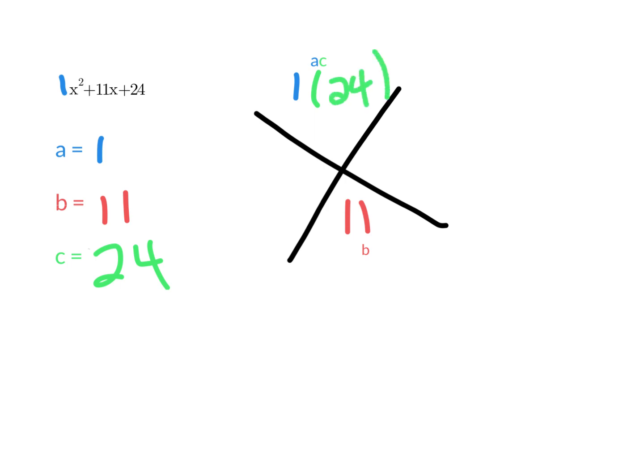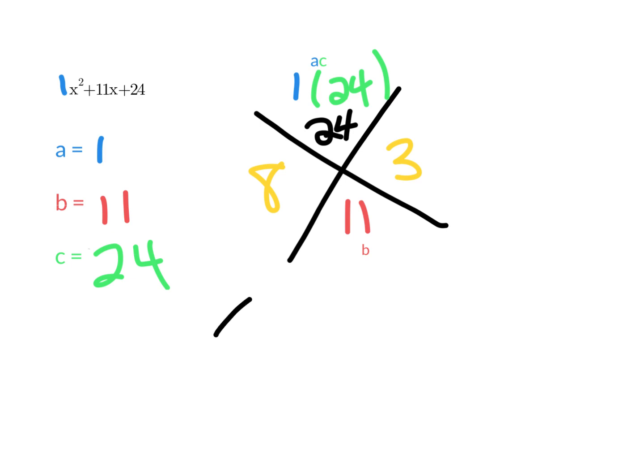Now when I start setting up my diamond, I'm going to multiply a by c, so 1 times 24 is 24. And my value of b is 11. So now I need to identify numbers that multiply to 24 but add to 11. In this case, it would be 8 and 3, because 8 times 3 is 24, and 8 plus 3 is 11.